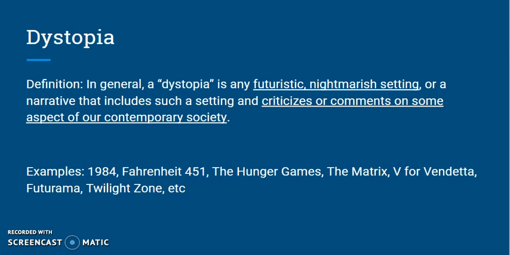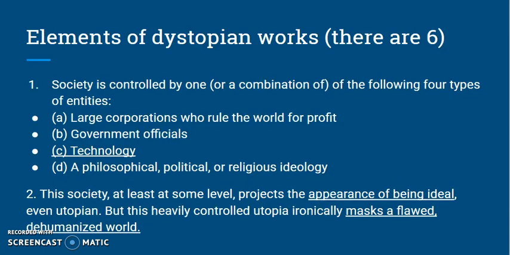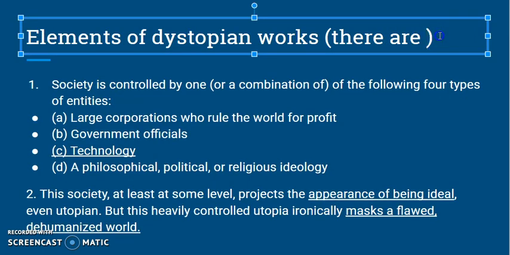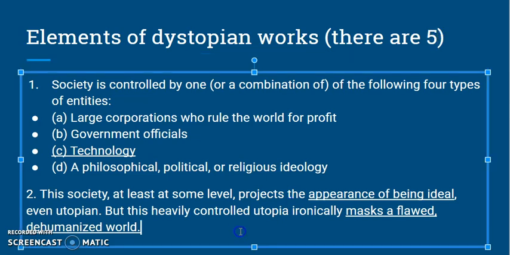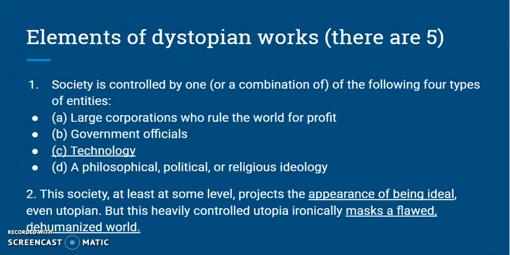I've got some examples there. 1984 is probably the best one. Certain episodes of The Twilight Zone are dystopian. The Hunger Games, technically dystopian, etc. But the important elements, there's actually 5 because I combined a couple of them. But there are 5 main elements of the dystopian genre that you need to be aware of. The first is that there's always something controlling society. And in our film, it's going to be technology.